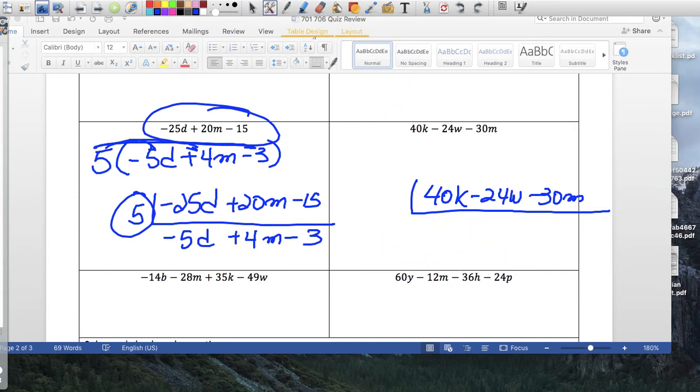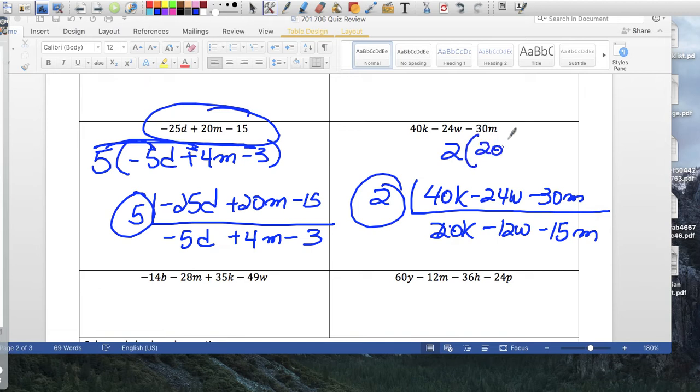So that's not the LCM, GCF, I'm sorry. So let's pull out 2. 2 goes into 40 20 times. 2 goes into 24 12 times, and 2 goes into 30 15 times. Can I go on? No, I can't. So GCF is 2. It's the highest number. And inside would be 20k minus 12w minus 15m.